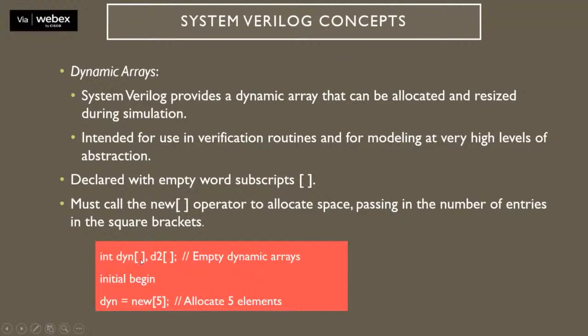Initially this is a dynamic array where nothing is mentioned, but when you run it, you are going to allocate 5 elements. So you write 5 here, allocating 5 array elements, and that has been allocated with the keyword new. Passing the number of entries in the square bracket will help, during runtime, to allocate the memory for it.